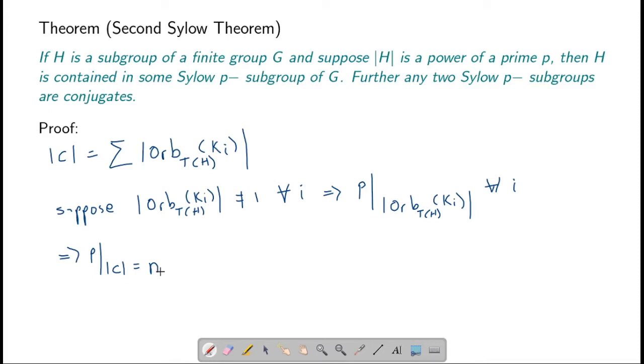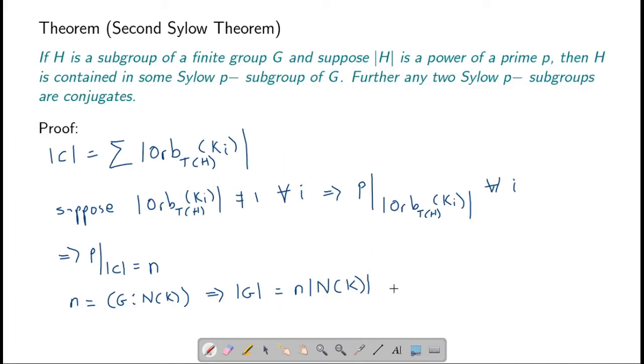N is the number of conjugates of K, but we have proved that the number of conjugates of K, that is N, is equal to G by Nk, which means that the number of elements in G is equal to N times the number of elements in Nk. Okay, let us understand this here now.